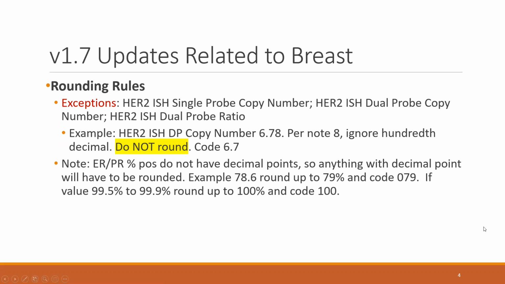So anything with a decimal point that does have to be rounded would be a full number up. So for example, 78.6% would be rounded up to a 79 or coded 079. So it depends on what field you are in, if you're going to round up a whole number or if you're going to drop the 100th. So you just have to identify where you're at.